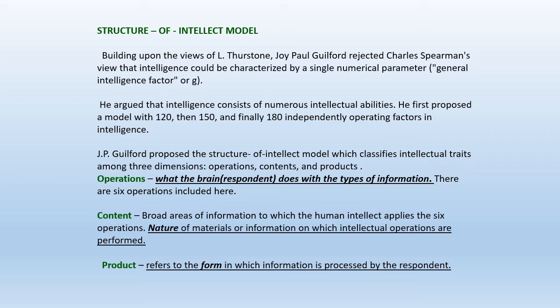Though it seems complicated, if you understand it once, it is very interesting. So basically, people function with all these operations, contents, and products. Operation: what the brain does. Content: the nature of materials or information. And product: the form in which information processed by the respondent is the output or the final product, we can say.